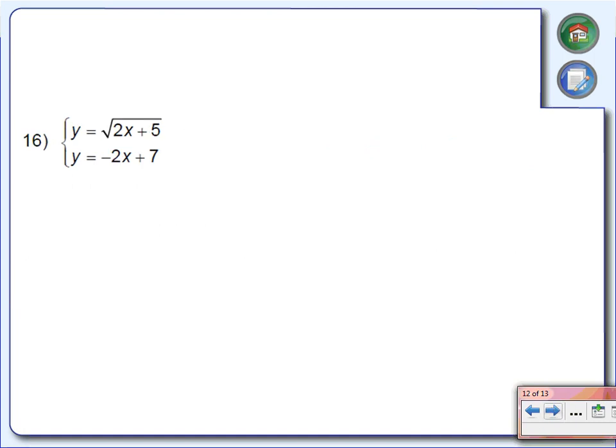Okay, going on to 16. It'll get a little tougher here. Number 16, we got y is equal to the square root of 2x plus 5, and the other equation is y equals negative 2x plus 7. We're going to start off by doing the same thing. We're going to take the two equations and set them equal to each other, just like this.